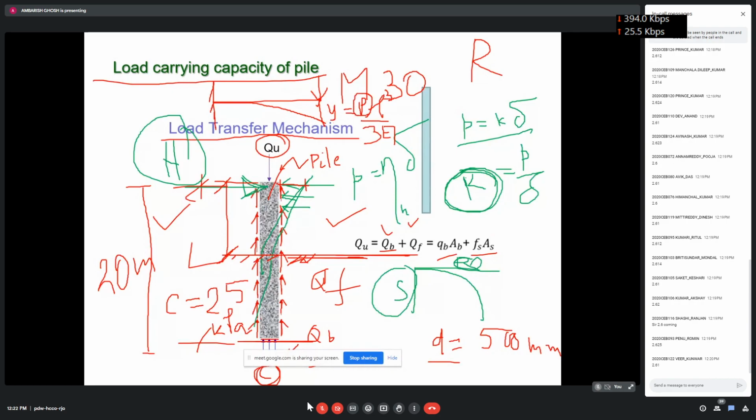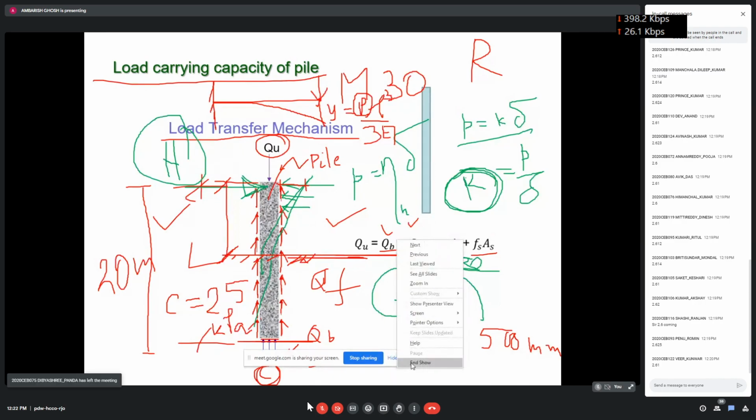That means 3EI into Y divided by L cube, if we make it, we'll get the horizontal load. So this is the basic mechanism or mechanics behind this. So now you understand that we have to calculate the depth of fixity. Now let us go to the code again.